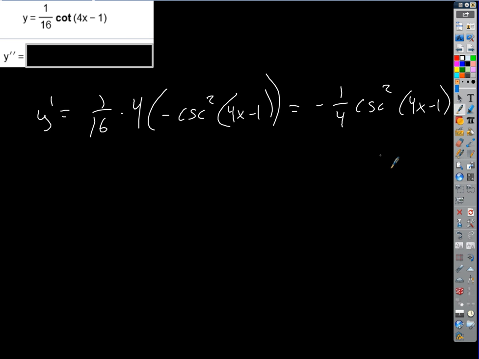how many layers are there to the function there? 3? Okay, what's the first layer? The square power. Right, we have something squared. Second layer is cosecant of something. Third layer is u, whatever's in the middle, right? So let's differentiate that. Just remember that cosecant squared really means that, right? So then y double prime, we've got our negative 1/4 out front.